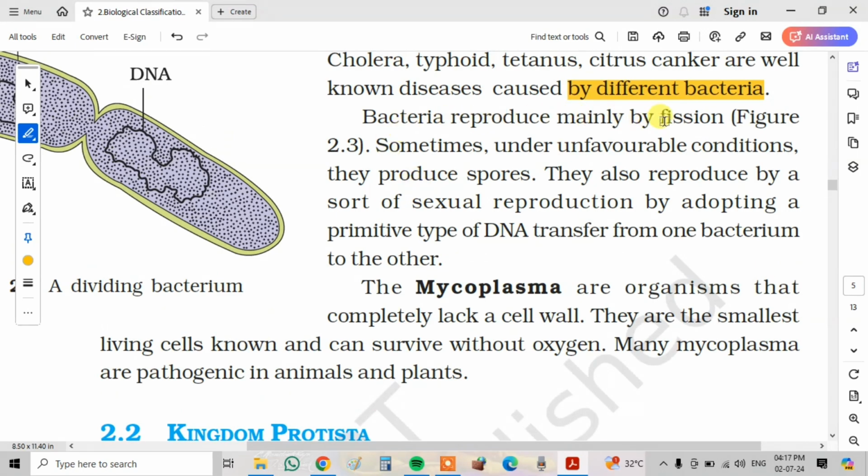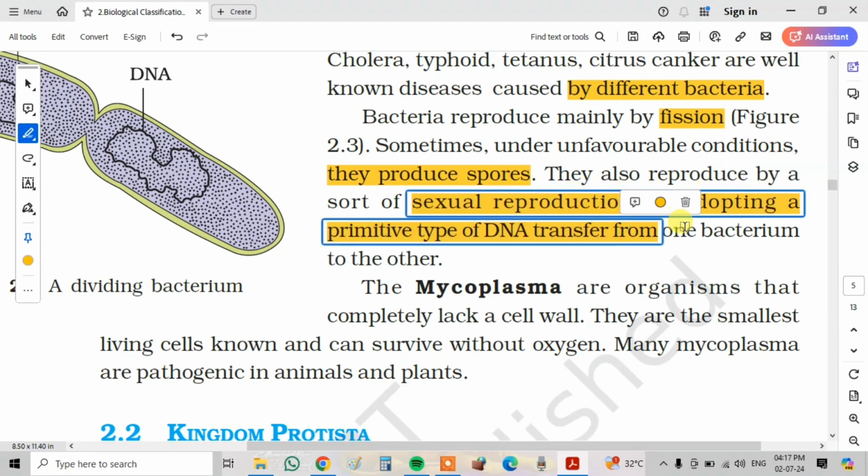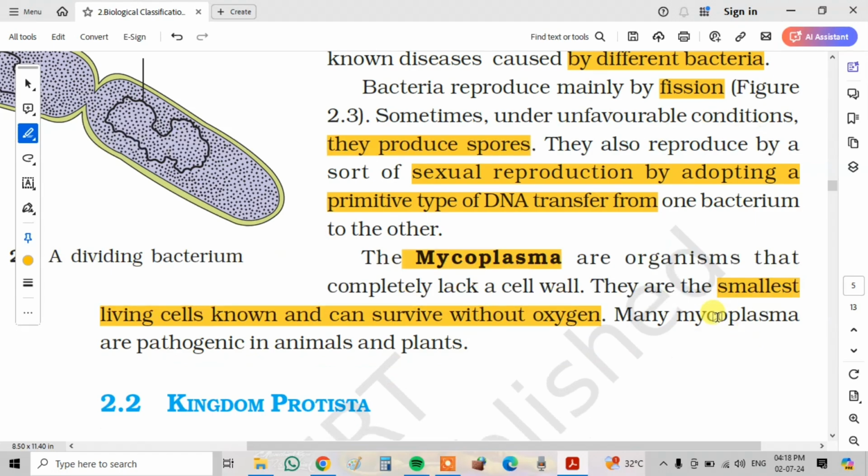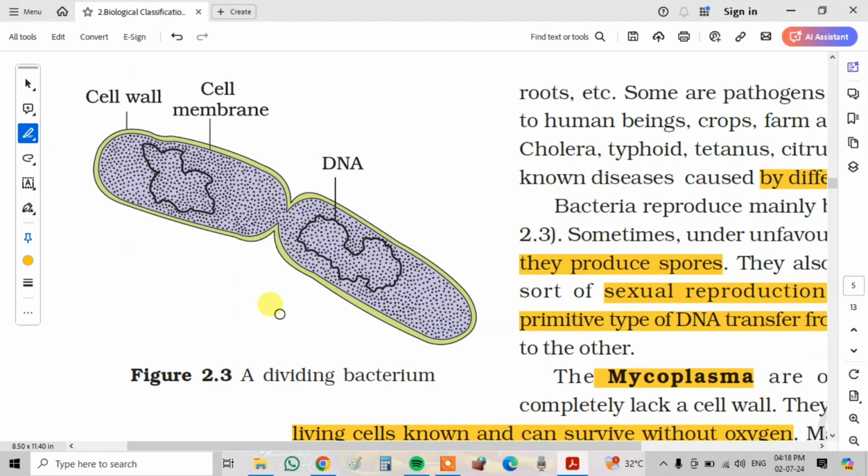Bacteria reproduce mainly by fission. You can see the beside picture here. Sometimes under unfavorable conditions they produce spores. They also reproduce by a sort of sexual reproduction, by adopting a primitive type of DNA transfer from one bacterium to another. The mycoplasma are other organisms that completely lack a cell wall. They are almost the smallest living cells and can survive without oxygen. Many mycoplasma are pathogenic in animals and plants. You can see a dividing bacterium here.